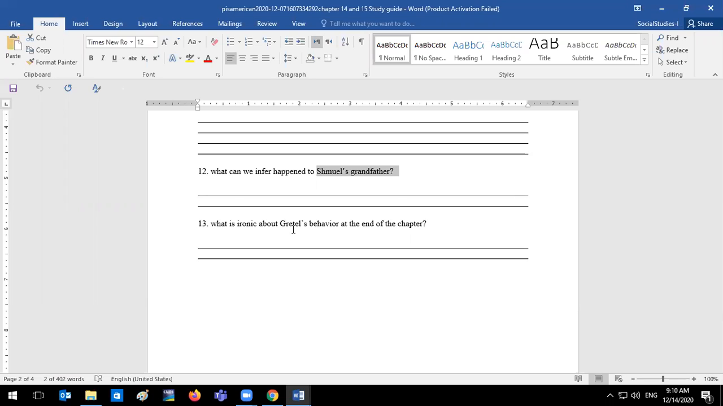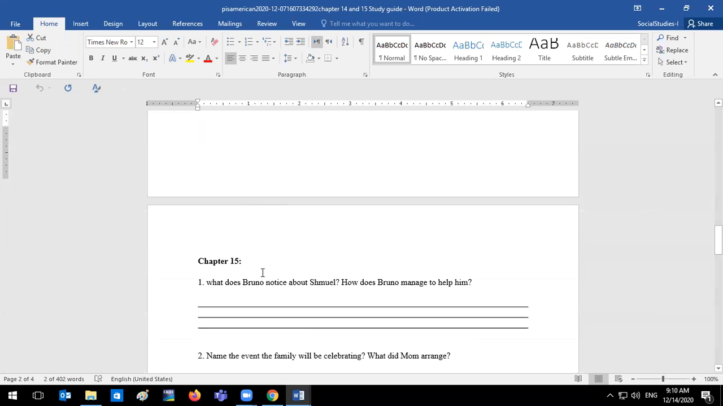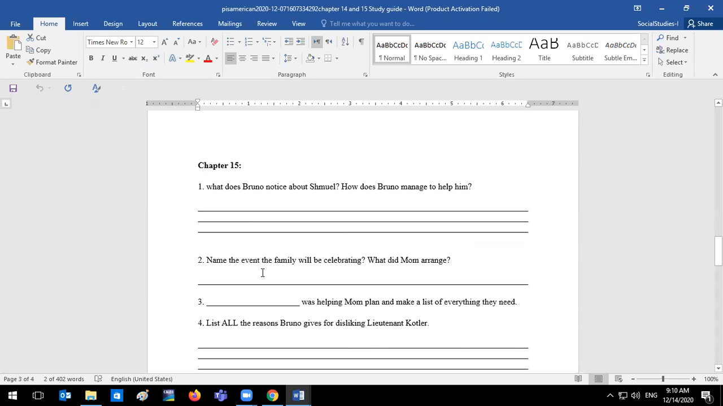Okay, this is chapter 14, in a nutshell. Chapter 15 here, we go into more detail about father's birthday party, how mom plans it, how she arranges everything with the help of Lieutenant Kotler.